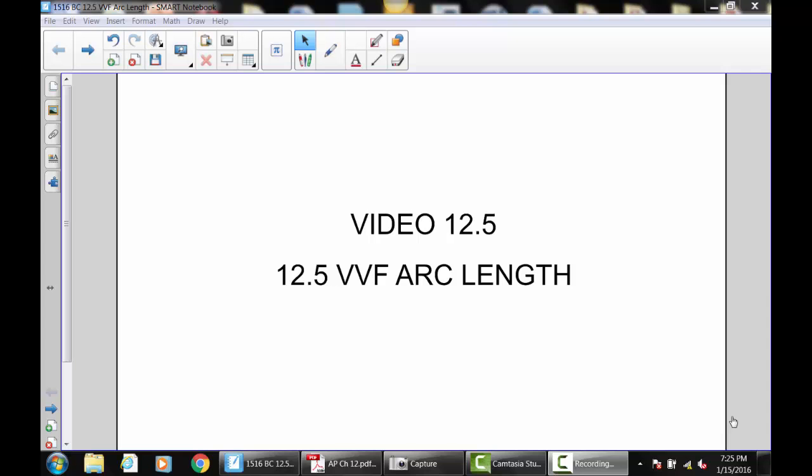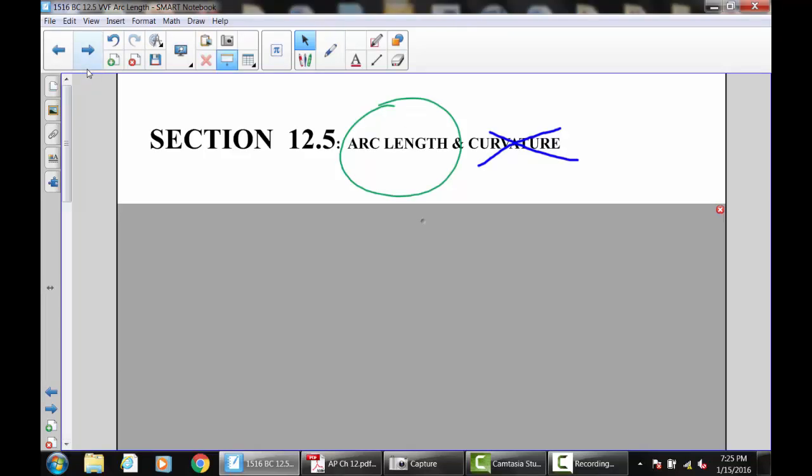Hello and welcome to the shortest video in this entire course, 12.5 Vector Valued Function Arc Length. So, there's a lot of information in section 12.5. The only thing you're responsible for is the arc length of vector valued functions. The title also has curvature in it. There's all kinds of things. We're only doing arc length.